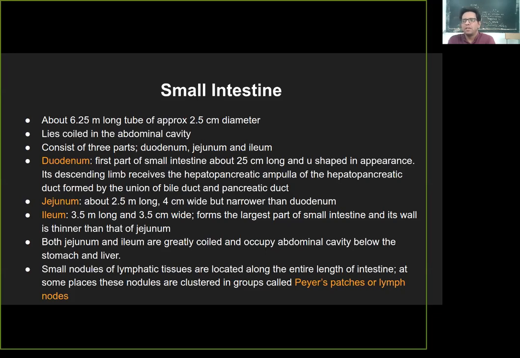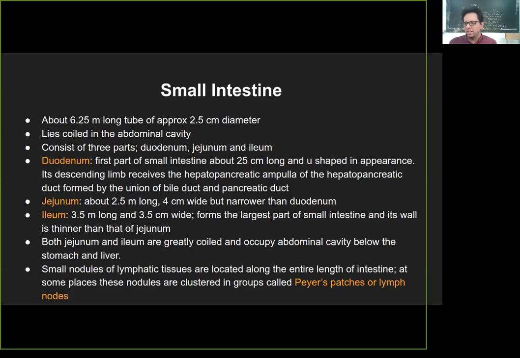It's like an outgrowth from the inner walls of the intestine, so that lymphatic tissue growth can happen within these intestinal walls. And at some places, these nodules are clustered in groups. They are present like a grape structure, but the grapes are one below the other, or in layers. Here, within a patch, there will be many nodules like a group, and these patches or groups are called Peyer's patches or the lymph nodes of the small intestine.